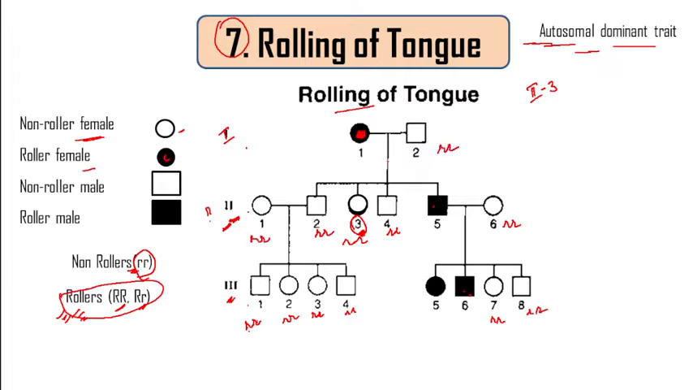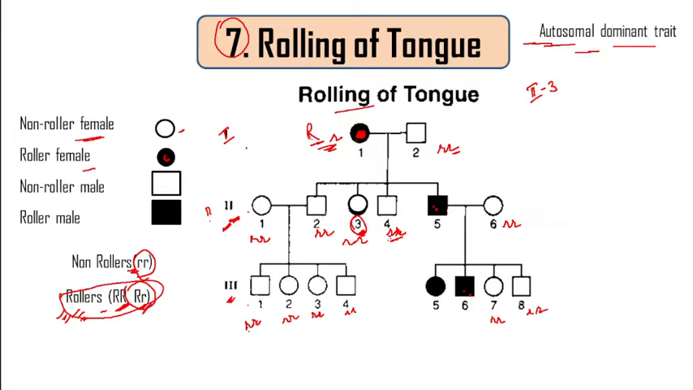Now let's say this individual has 2 small r, so one allele would have come from the mother, one would have come from the father. That means the other allele available here is capital R, because in this condition only the person is affected. You can see here the roller is denoted by capital R, so the genotype is capital R, small r. Now we'll see the genotype of this individual.